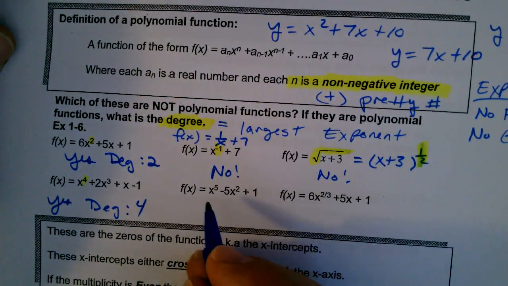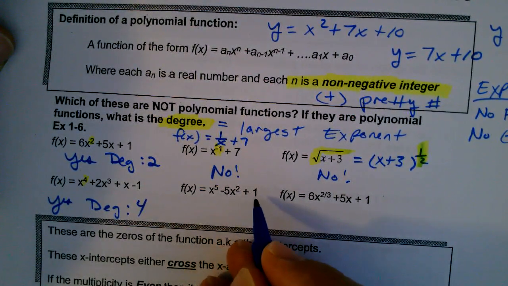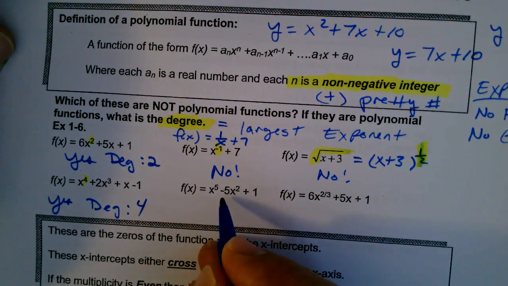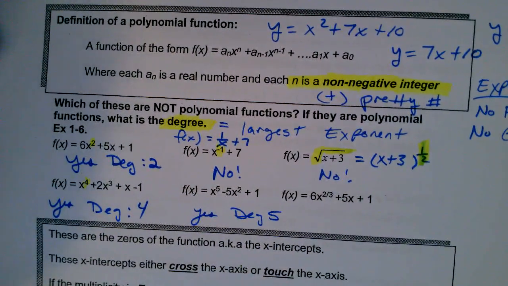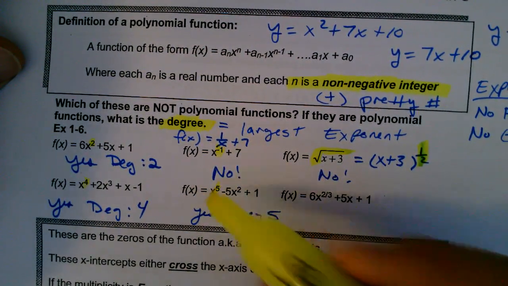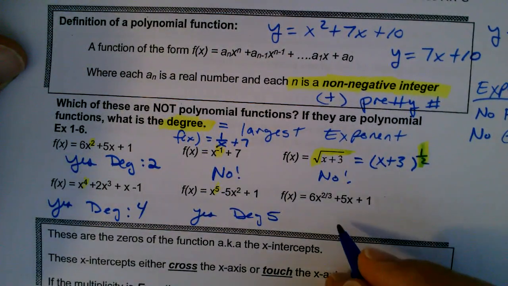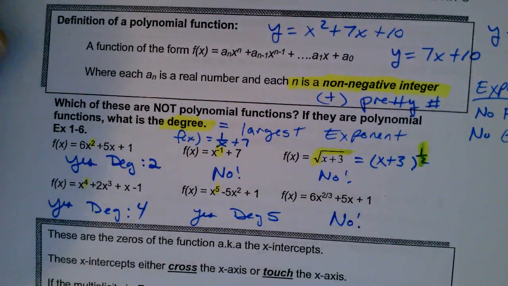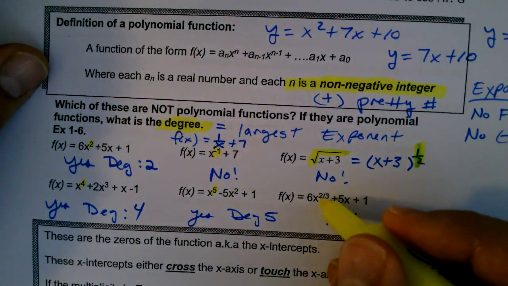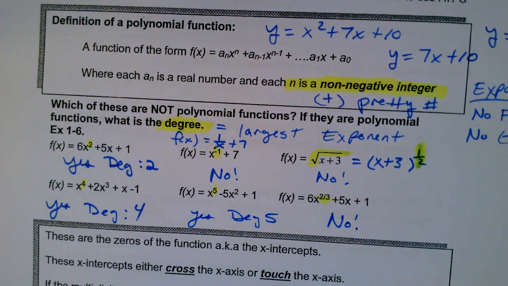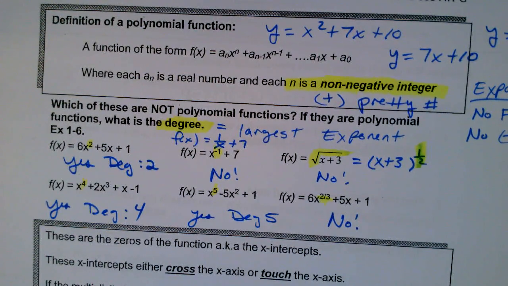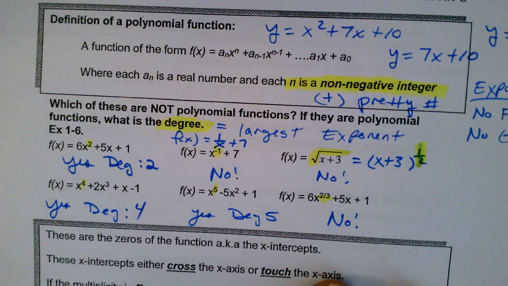The next one, I take a look. I got f of x equals x squared minus 5x squared plus 1. Totally fine that coefficient's negative. So this is definitely a yes. And the degree is the largest exponent, which is a 5. So this guy right there. Last but not least, no way. And the reason why it's no is we have a negative 2/3 for that exponent. That is not going to work. All right, so goal number 1, identifying polys and their degrees. I hope that makes sense. Okay, that was goal number 1.